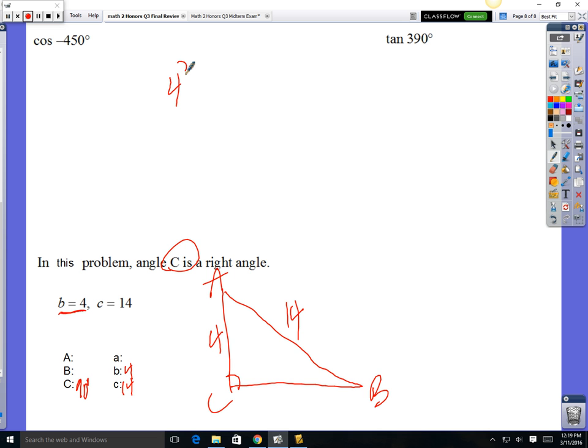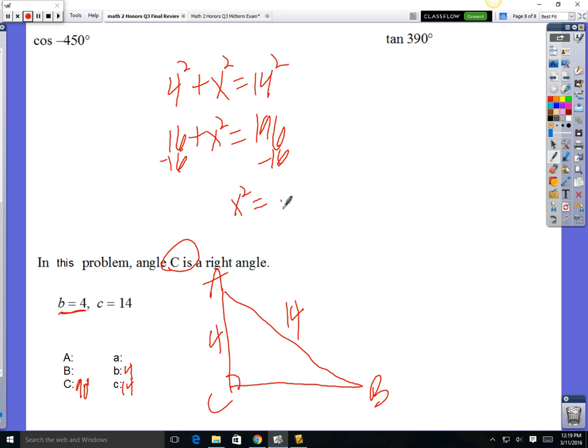Okay, we can do Pythagorean theorem. I can do 4 squared plus x squared equals 14 squared. And I think if decimals, probably round them to the nearest tenth. So we can go 16 plus x squared is equal to 196, minus 16 minus 16. So x squared equals 180. So now we're going to undo the square. Square root of 180 is going to be 13.4. So that's little a, 13.4.